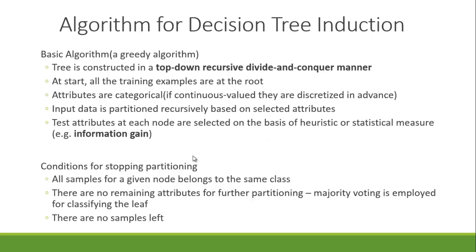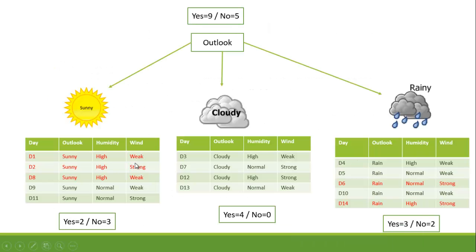Now, where do we stop while creating the decision tree? For that we can use some simple steps. We shouldn't stop until all the samples for a given node belong to the same class. Or, in the case where there are no remaining attributes for further partitioning, and everything is inclined to one side, there is only yes or there is only no, in this case we should stop. We also stop when there are no samples left for further partitioning.